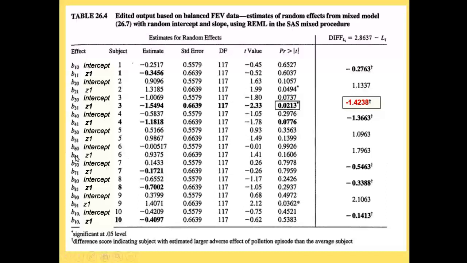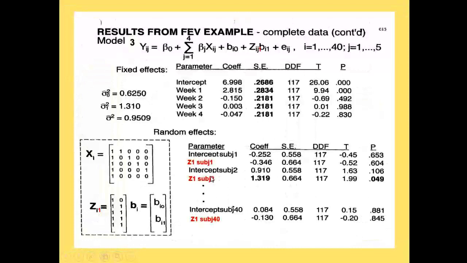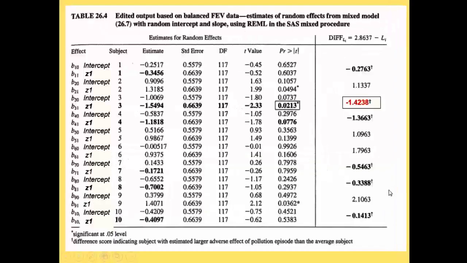Now you see that for subject two, it's 0.0494, and I've got a star next to it, and it says significant at the 5% level, as we saw. But that was the difference between the average difference and subject two's difference, and for subject two, this was a positive effect.